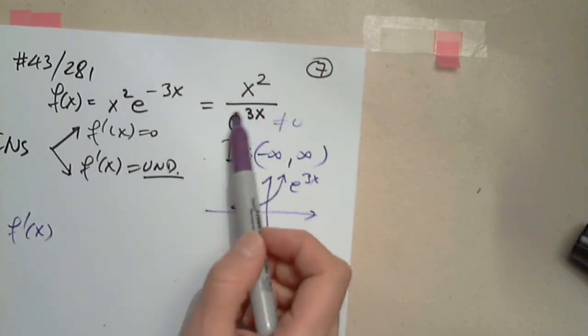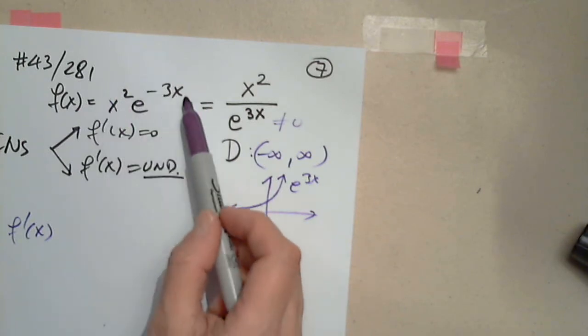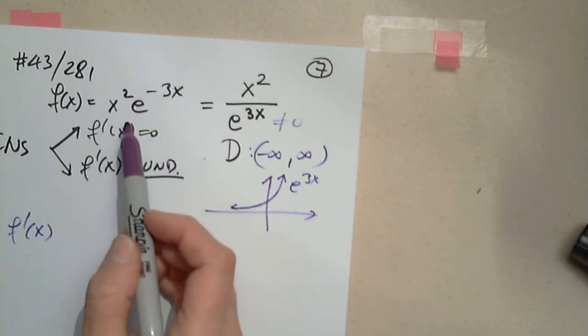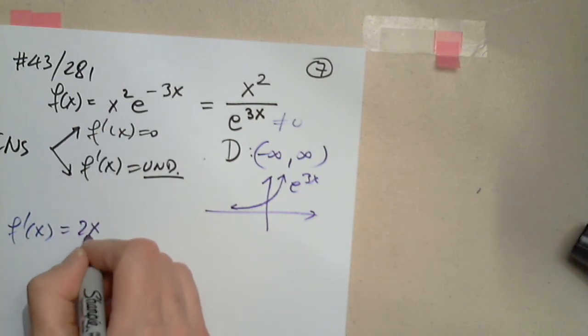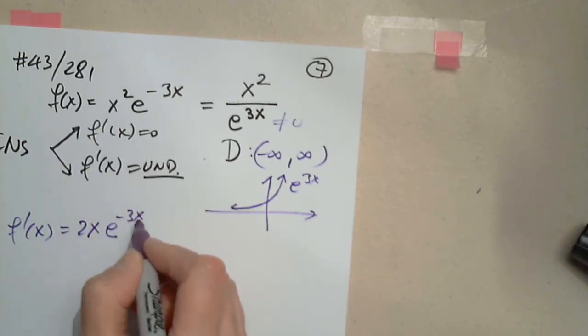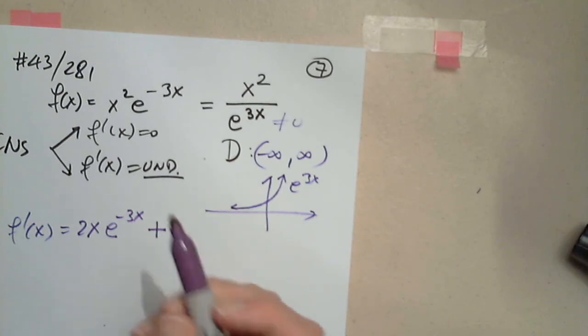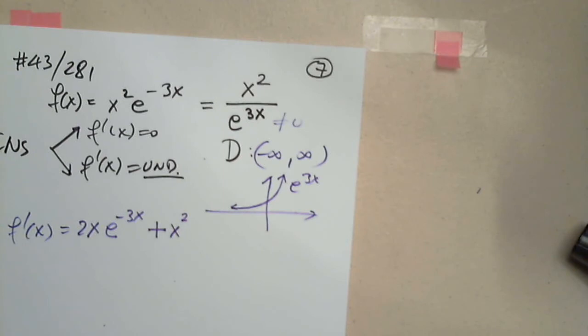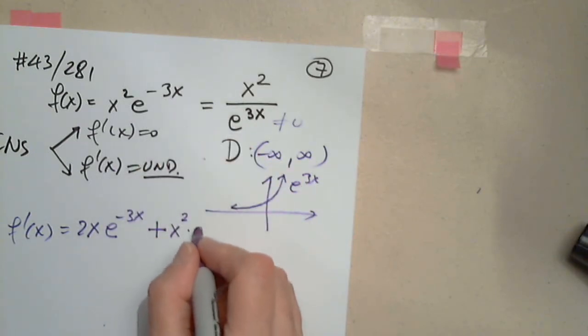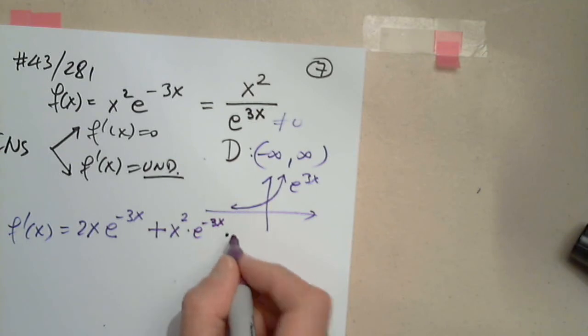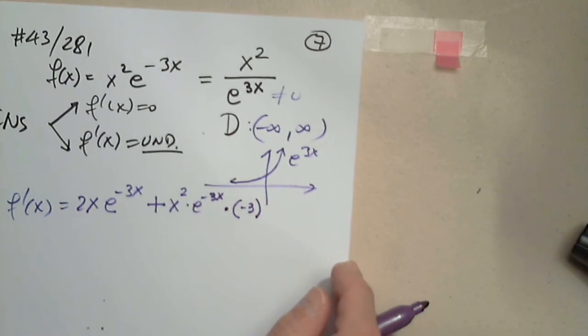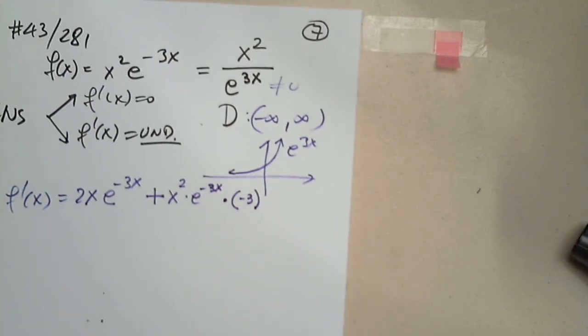For f prime, I don't really want this, I prefer this. It's up to you, it doesn't really matter. So I differentiate the first, and I get 2x times e to negative 3x, and then plus, I copy the first function. Now I have to be careful. e to a function, prime, is e to that function times that function prime, which is negative 3. So let's stop for a second and tell me whether this is okay. Is that okay?